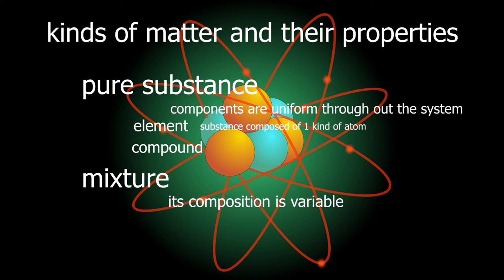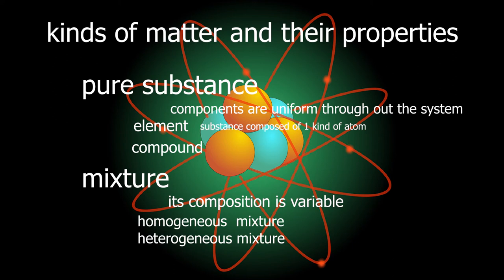One, we have the homogeneous mixture, and the other one is the heterogeneous mixture. In a homogeneous mixture, we can only find one phase, meaning if you have the solute and the solvent mixed together, these two are uniformly mixed that you cannot distinguish anymore where is the solute and where is the solvent. However, in a heterogeneous mixture, you can find two or more phases after mixing different substances.